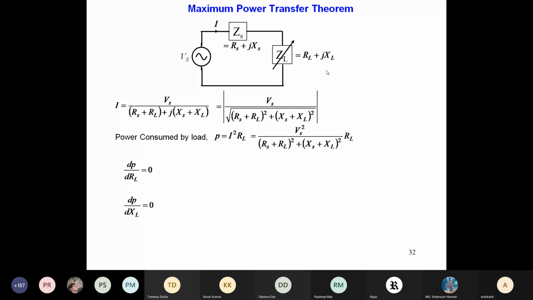Okay, sir. And finding the derivative and equating it to 0. So what will the first one lead to? Find out.